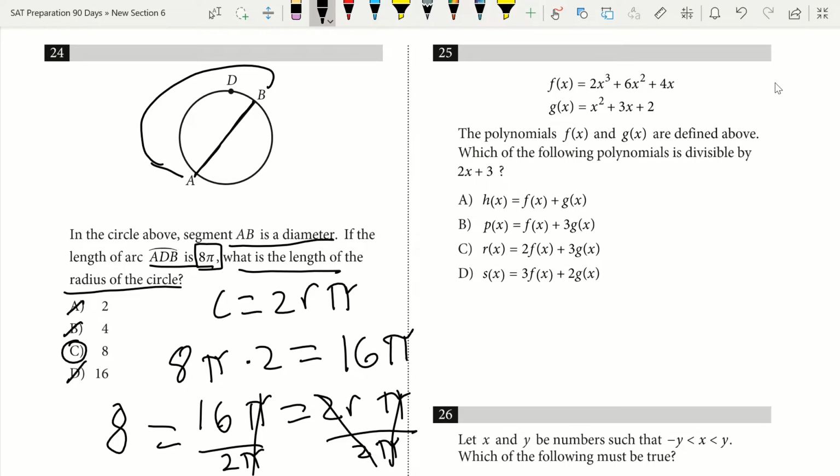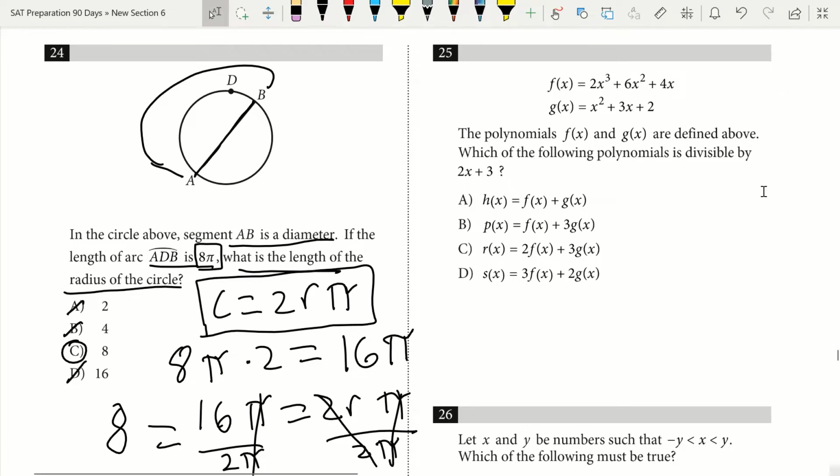Okay, so as far as this one goes, the big tip here is understanding that if we have a diameter AB, then that's splitting our circle in half. That's splitting our circumference in half as well, right? So ADB is going to be our circumference over 2. So understand if we have a diameter, that's splitting our circumference in half. The next thing was understanding the equation for the circumference, that it's 2 times pi times the radius. And then once you had that, it was just using algebra to solve for what the radius was. So that one's not too bad at all.